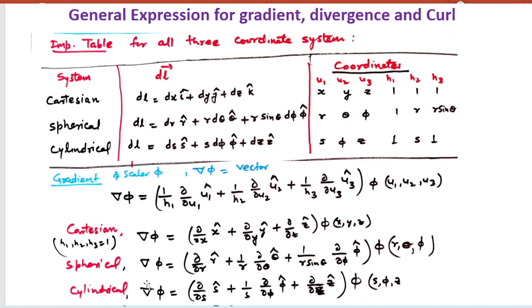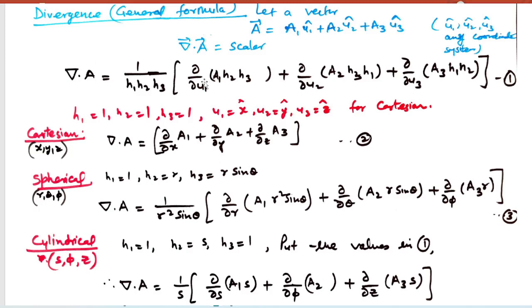The divergence of a vector is always a scalar, because it is the dot product of that vector with the del operator. If we have a vector which has components a1, a2, a3 along the u1, u2, u3 directions, then del dot a, that means divergence of a, equals 1 upon h1 h2 h3 times delta by delta u1 of a1 h2 h3, plus delta by delta u2 of a2 h3 h1, plus delta by delta u3 of a3 h1 h2. So these are the components.